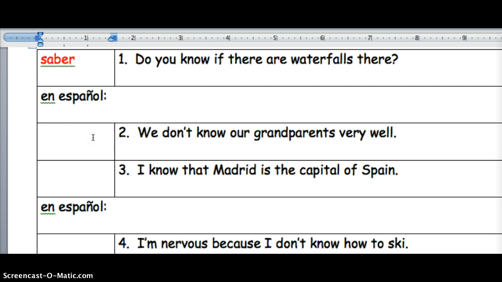We don't know our grandparents very well. Here you're talking about knowing a person, being familiar with them. It's not facts or information, like we don't know who our grandparents are. So you would have a form of conocer.